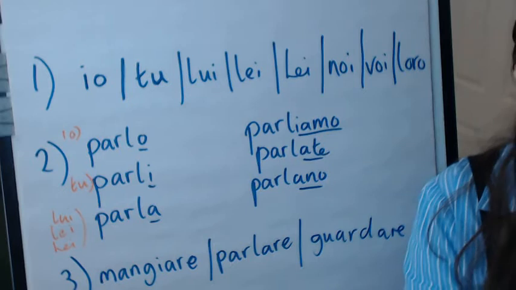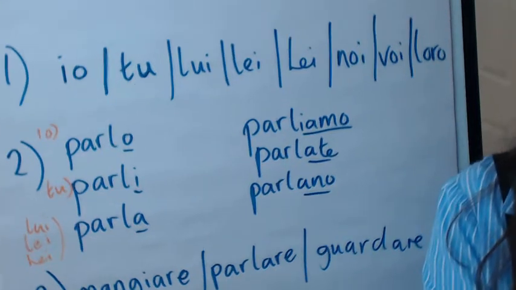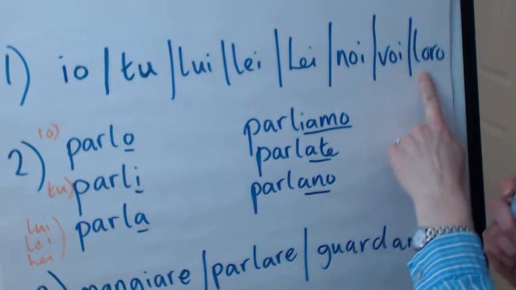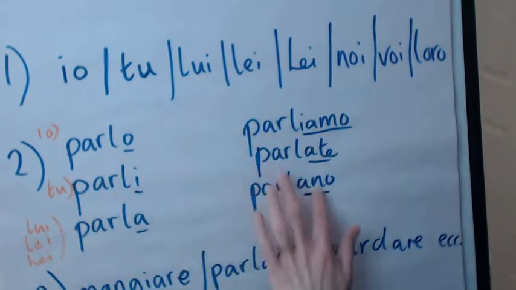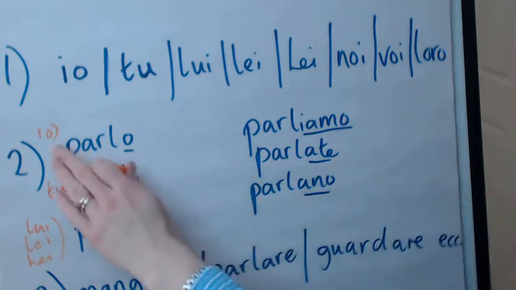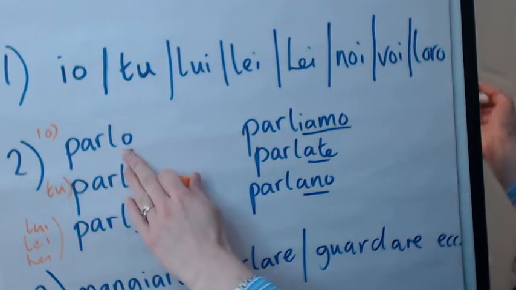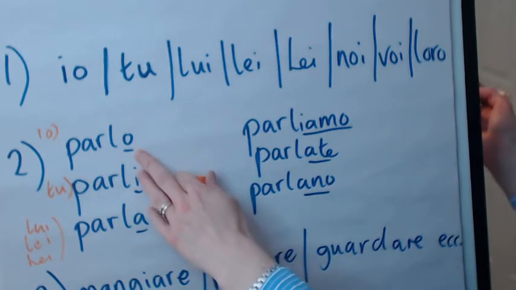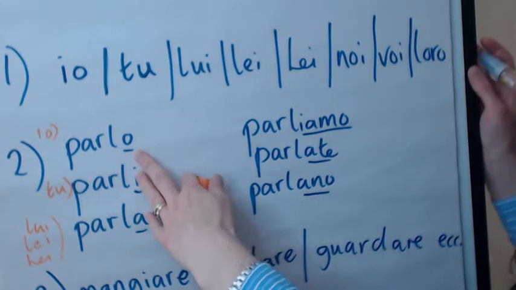Lui, lei or lei. Okay, you see I'm going along. This one's laid out in one sort of horizontal line, but here they're just going down in two columns, sort of vertically. Io parlo, or simply, parlo. Parlo italiano. Parlo velocemente. Oggi non parlo.